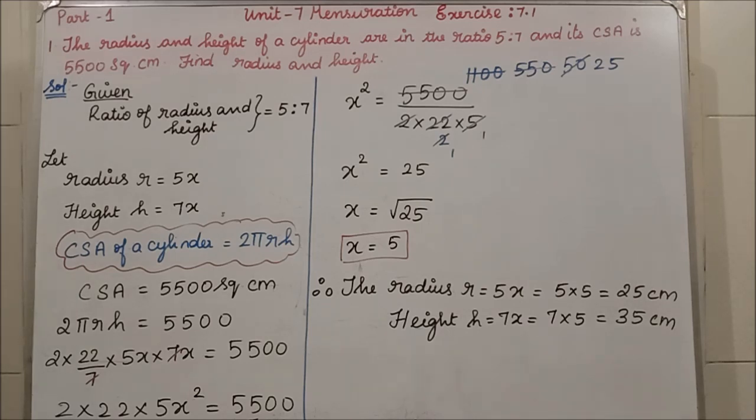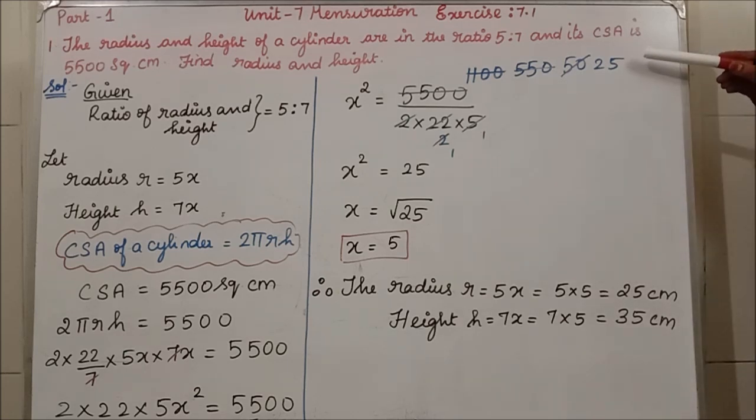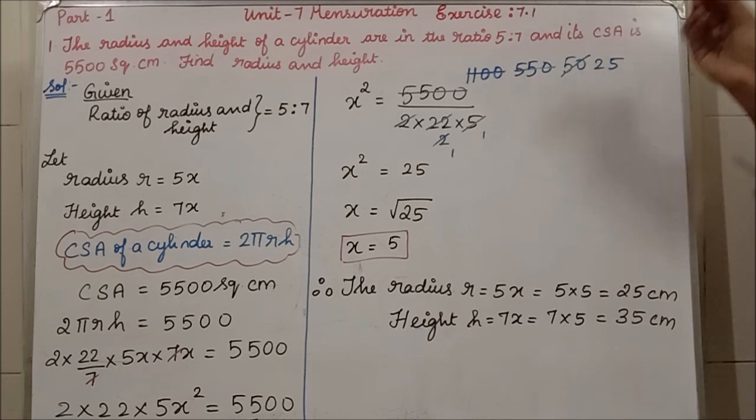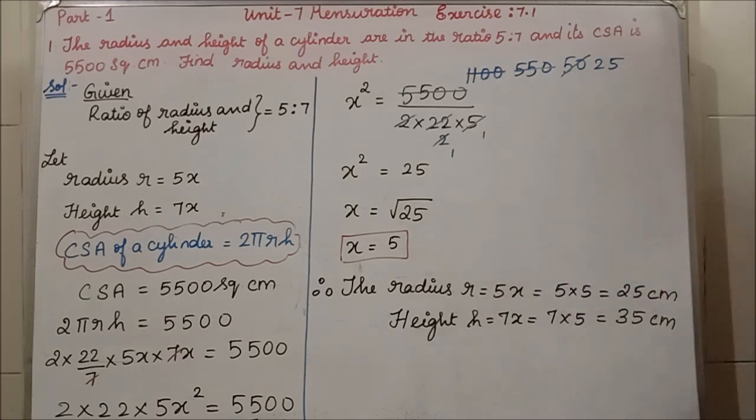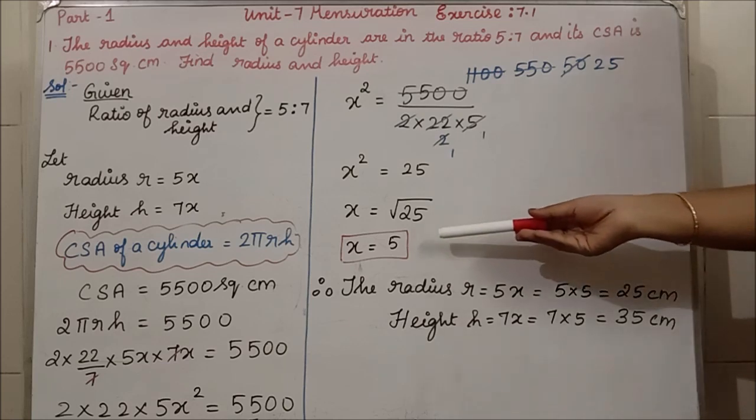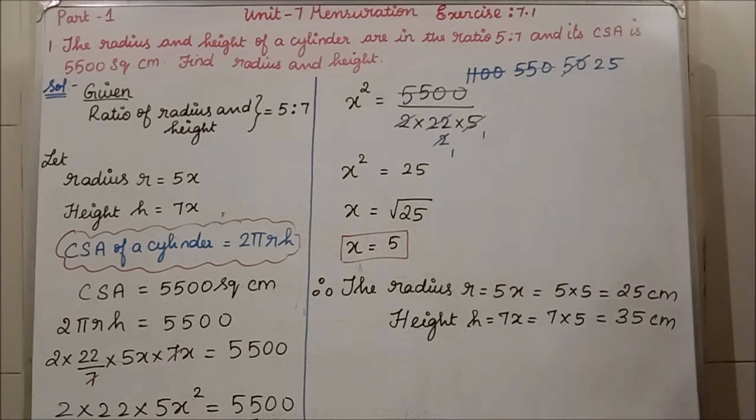See, I have cancelled. You also do the cancellation, you know, isn't it? After cancelling, I got 25. So x square equals 25. What is the square root of 25? It is 5, isn't it? When you take the square root of 25, what do you get? 5. So x is equal to 5 we have got.